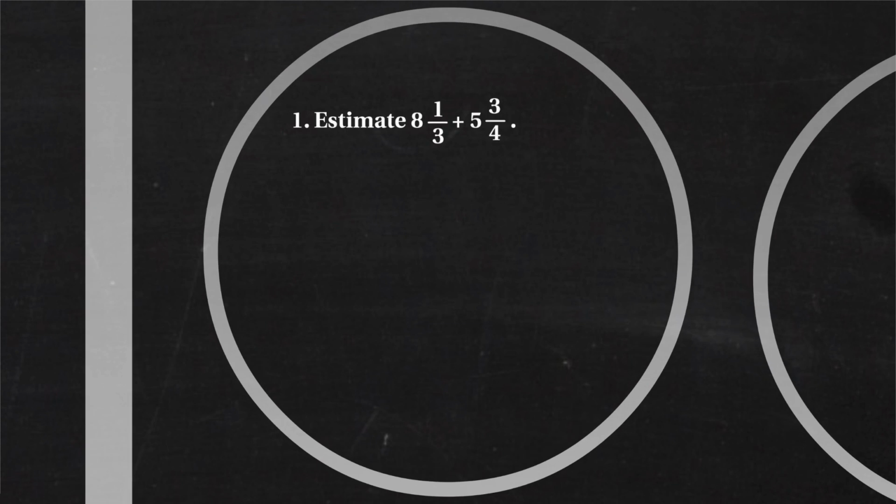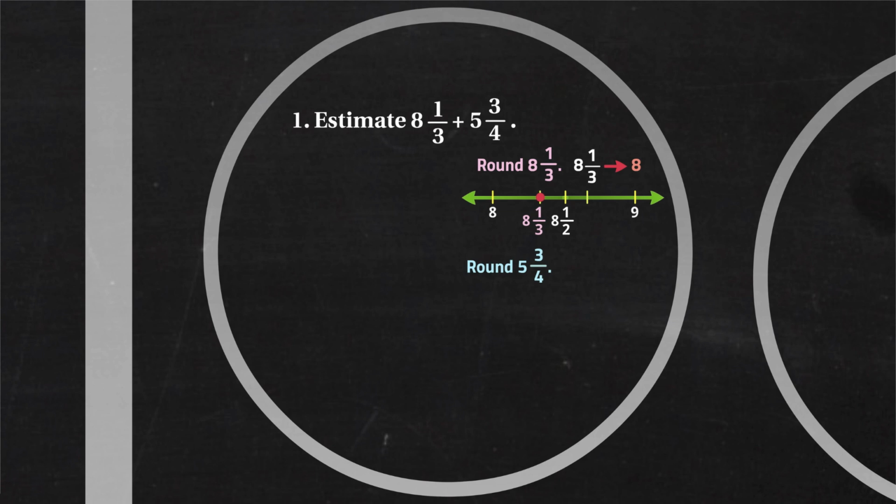We will estimate the sum of 8 1/3 and 5 3/4. Adding these mixed numbers like this will take a lot of time. To make everything simple and easy, we will round each addend before adding. Let's start by rounding 8 1/3. As you can see, the fraction part of 8 1/3, which is 1/3, is between 0 and 1/2. Then 8 1/3 is rounded down to 8. Next, we'll round the second addend. The fraction part of 5 3/4 is between 1/2 and 1. Then 5 3/4 is rounded to 6.